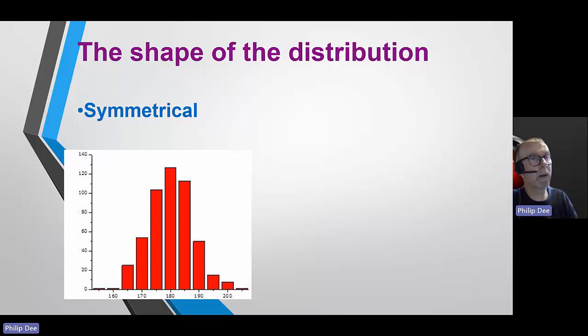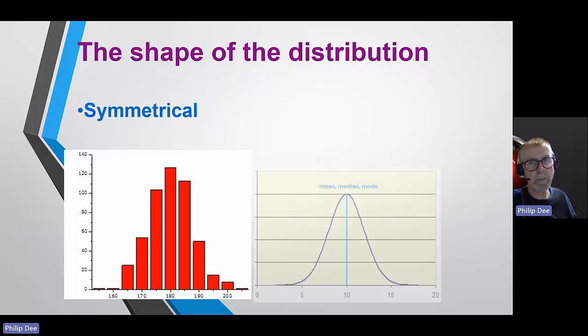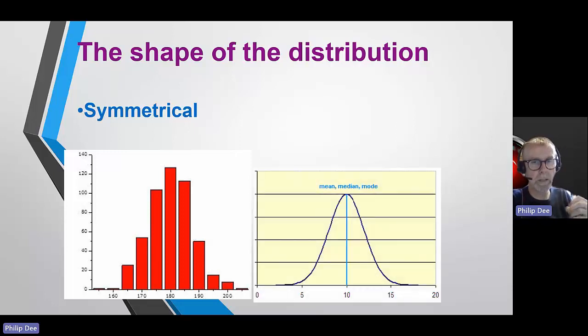Not all distributions are symmetrical, but many of them are. And there's a very common type of symmetrical distribution known as the Gaussian distribution. The unique feature of the Gaussian distribution, otherwise known as the normal distribution, is that the mean, the median and the mode are all the same value. And it's because of the symmetry. So this is the one that's been studied most by mathematicians.